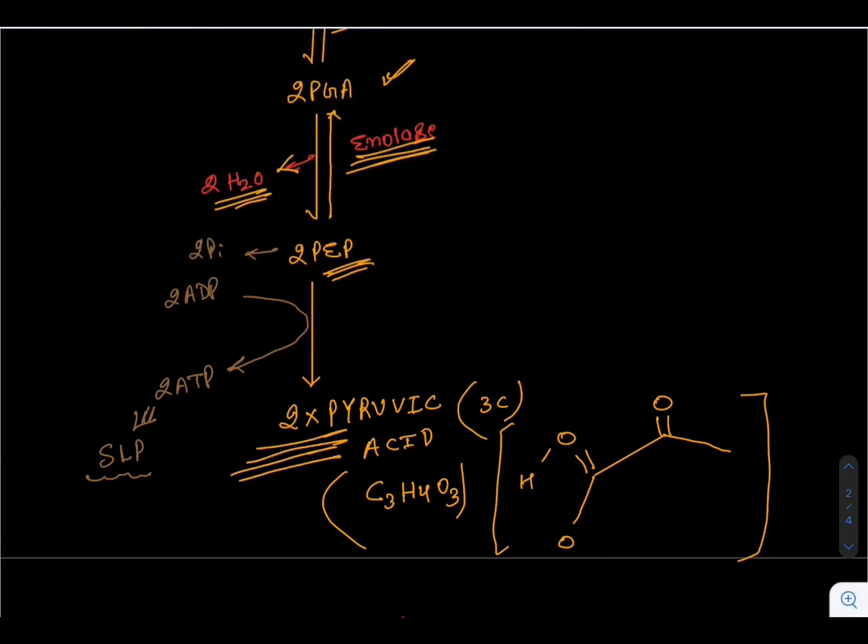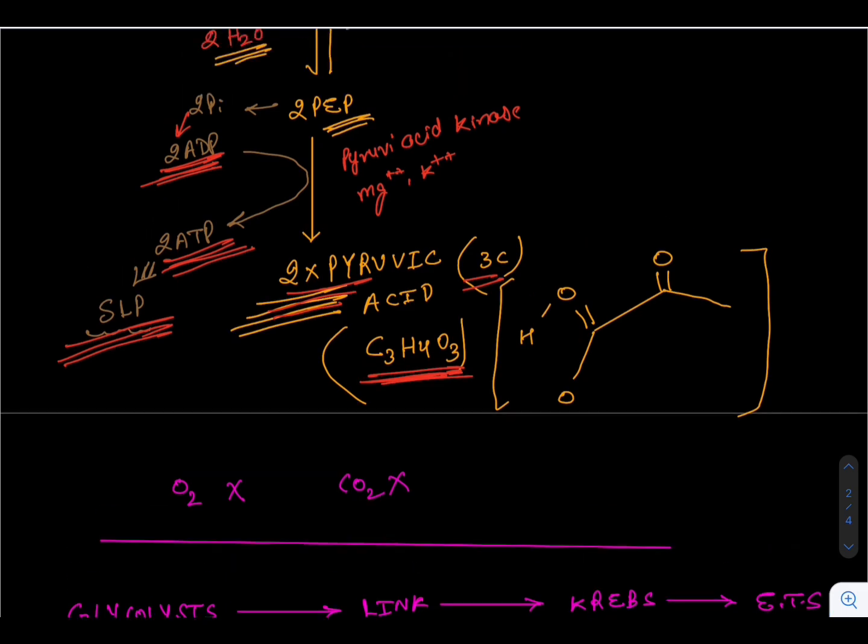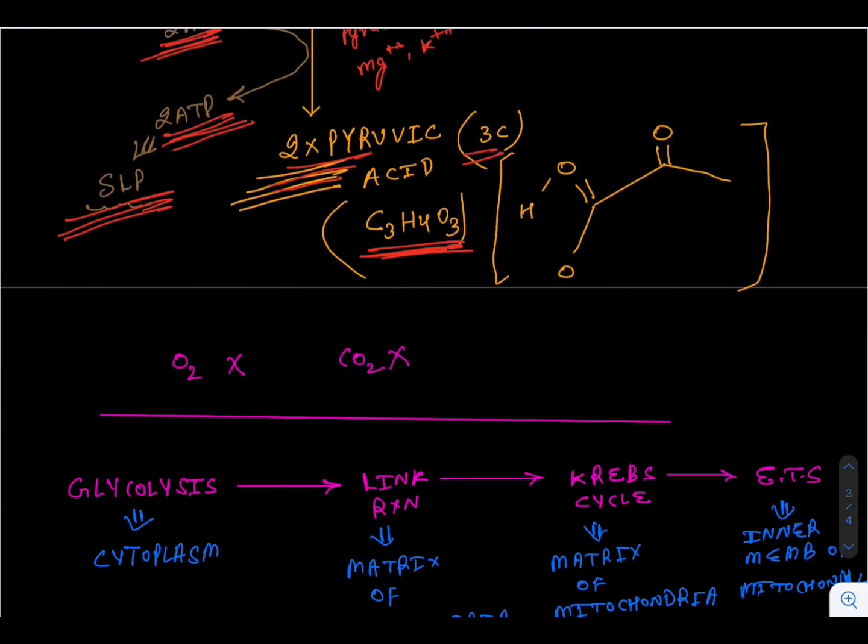One enzyme you have to remember here is pyruvic acid kinase. The pyruvic acid kinase enzyme is working over here, and here Mg2+ is working as a cofactor along with K+ ion. Here also the 2 ADP will take the 2 inorganic phosphates, and finally 2 ATP will be formed. This is also called SLP, substrate level phosphorylation, right? So finally we have got 2 molecules of pyruvic acid, and the formula is C3H4O3, and it is a 3 carbon compound. So 2 molecules we are taking from here to here, yes, no? So this is the structure also.